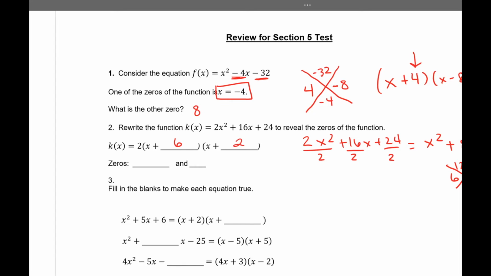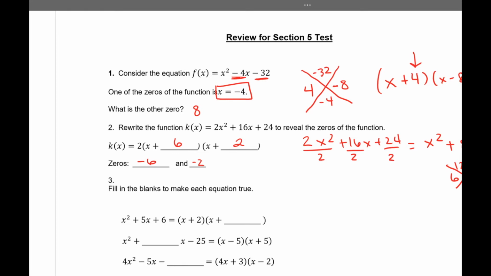Now remember how I told you, you just take the opposite for the answers. So if this is a positive 6, it's going to be a negative 6. If this is a positive 2, it's going to be a negative 2. Alright, move on to number 3.